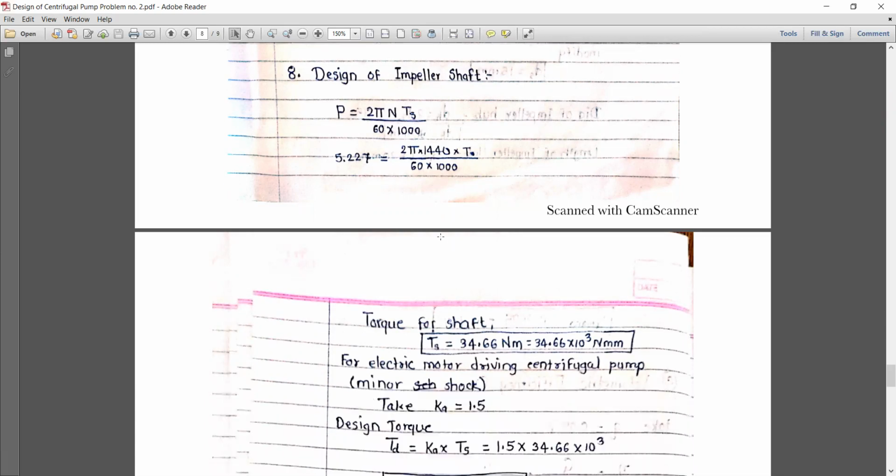Next one, the design of impeller shaft. For the design of impeller shaft, first of all, we need the power which we have designed. Rather than the designed power, if you go with the actual power, the diameter of shaft will be huge in size. So we're just using the same power which we calculated, that is nothing but 5.227 kilowatt, equal to 2 pi N T divided by 60 into 1000. Putting all the values, what you get, the torque for shaft is 34.66 Newton meter.